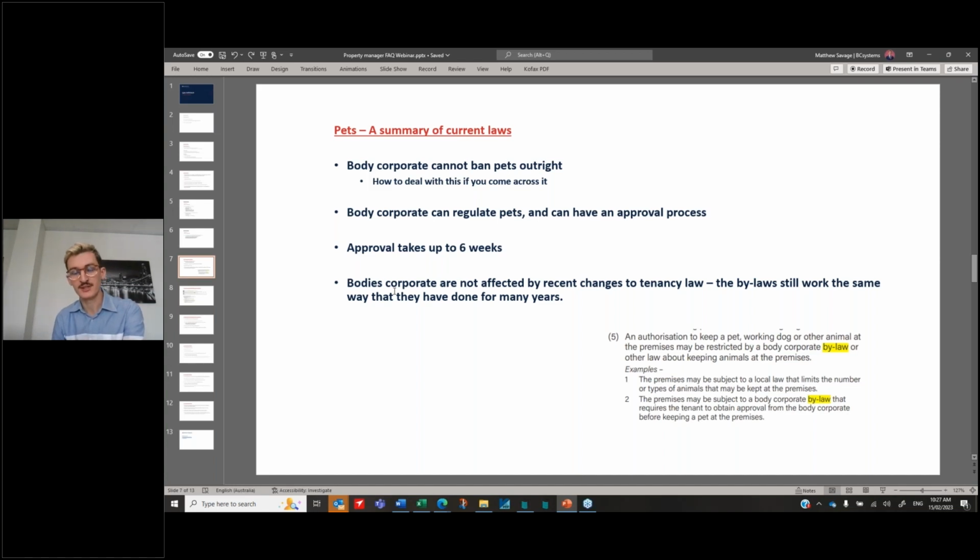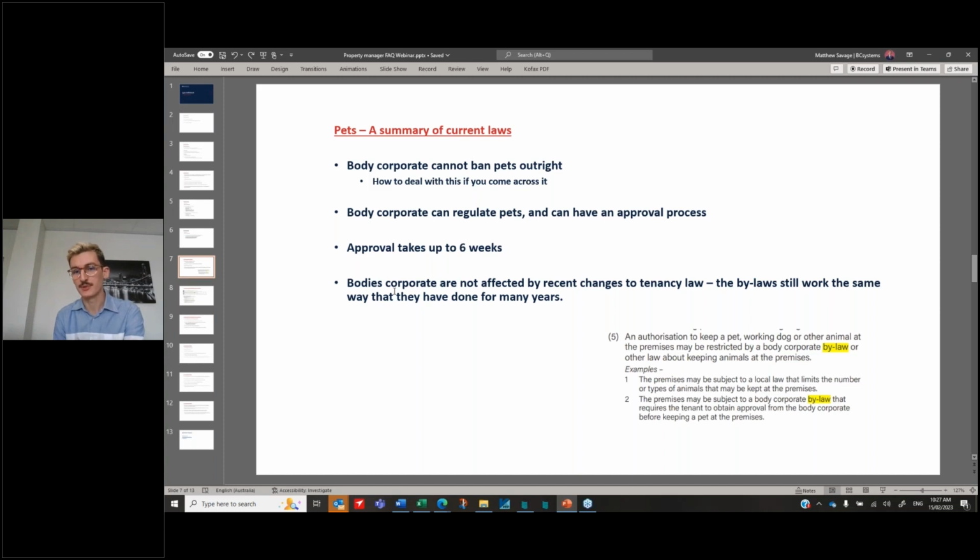Bodies corporate definitely can still regulate pets exactly the same way they always have. They can force owners or residents to go through an approval process to disclose all of the pet's information and wait for the body corporate to give them an answer. The body corporate can impose conditions on pet keeping. So, all of the normal things like you can't have your pet bite anybody and you have to clean up after it and you can't take it in the swimming pool.